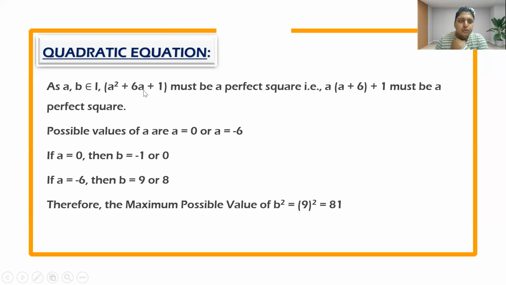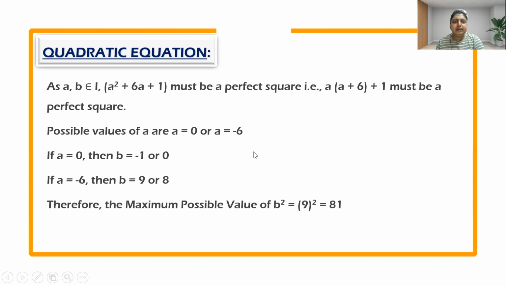to make it equal to 0, because 1 is a constant, so it will never affect these terms because these are the variable terms. So we will keep it outside. So a square plus 6a is equal to 0. If we take the factors, it will be a times (a plus 6) is equal to 0. So it will give a is equal to 0 or a equal to minus 6.